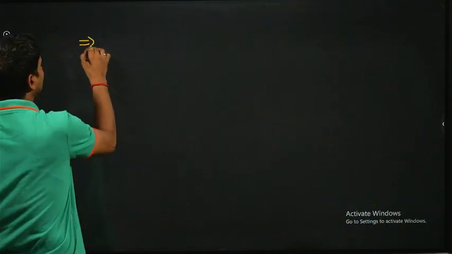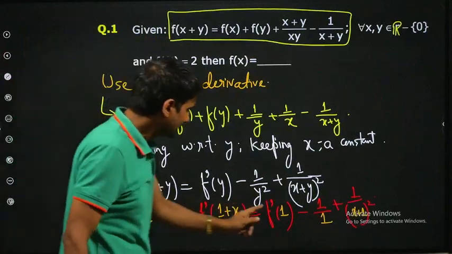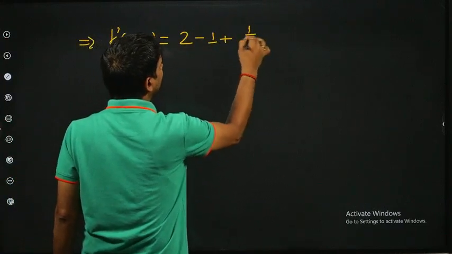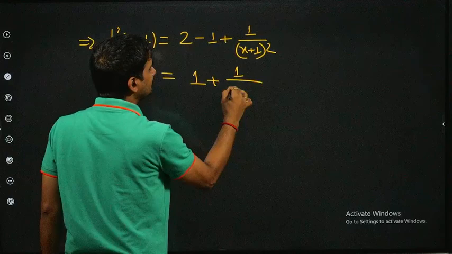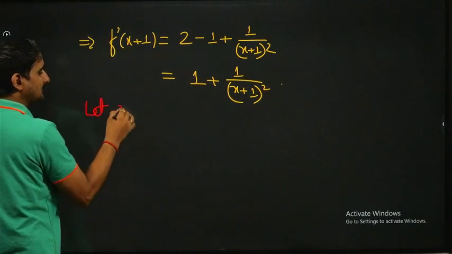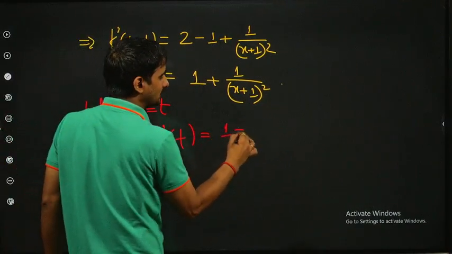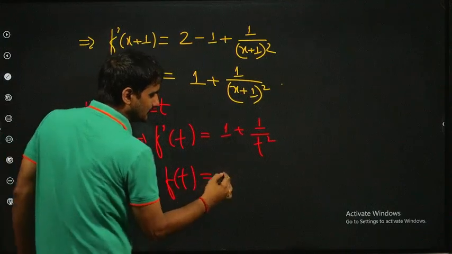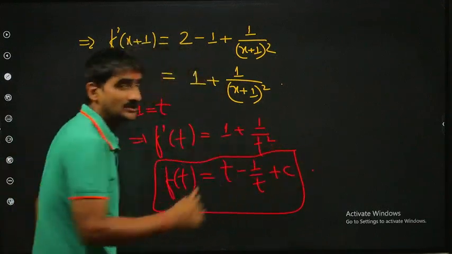So we get f dash of x plus 1 is equal to, this f dash of 1 is given to be 2, so 2 minus 1 plus 1 over x plus 1 whole square. So this is nothing but 1 plus 1 over x plus 1 whole square. Now if I say let x plus 1 be t, that means f dash of t is 1 plus 1 over t square. Now integrating with respect to t on both sides, we get f of t is equal to t minus 1 by t plus some constant, and the value of that constant you can easily find out.